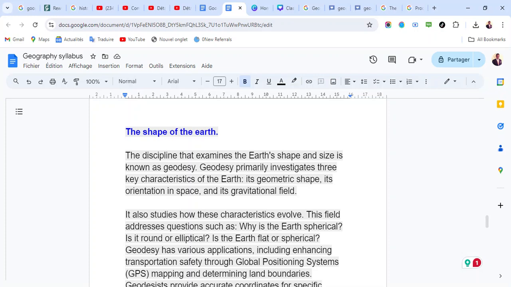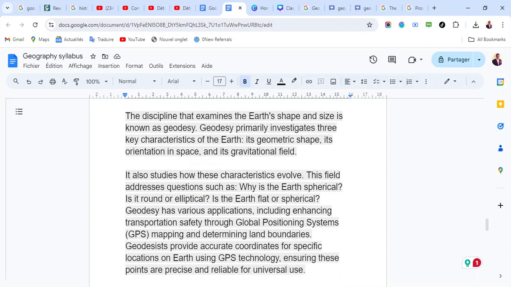Now they may also ask you what the functions of geodesy are, or what its characteristics are. So you need to mark these three. The first one is geometric shape. It helps to investigate the geometric shape of the earth. It helps to calculate the orientation in space and its gravitational field. Please mark this, very important for your exams.